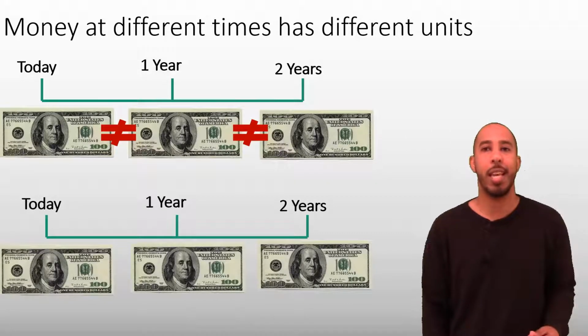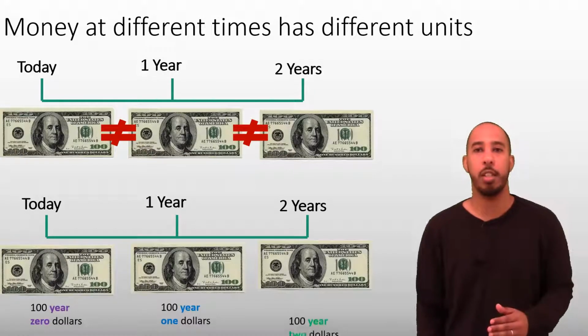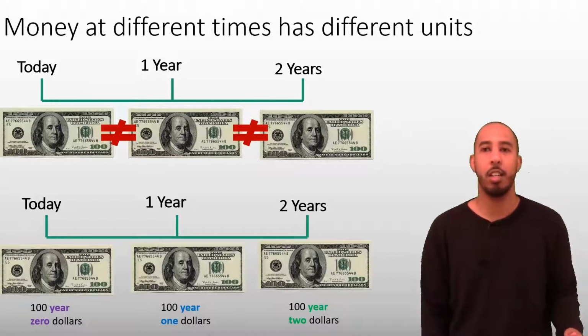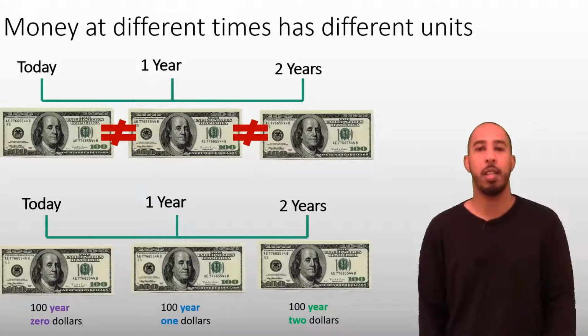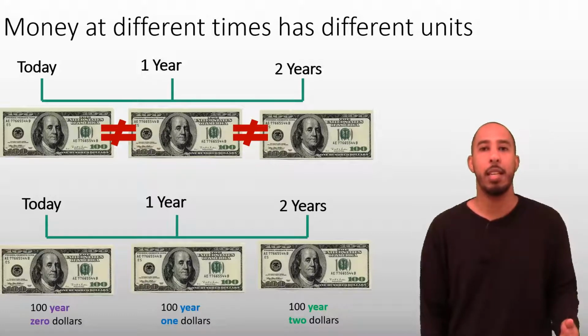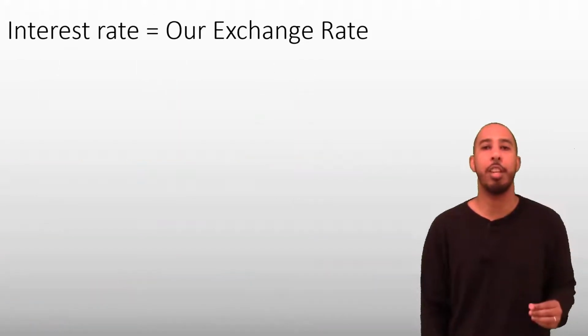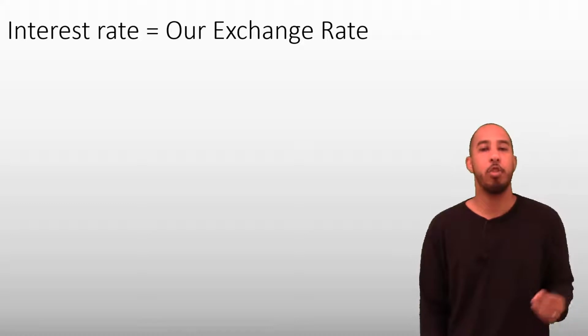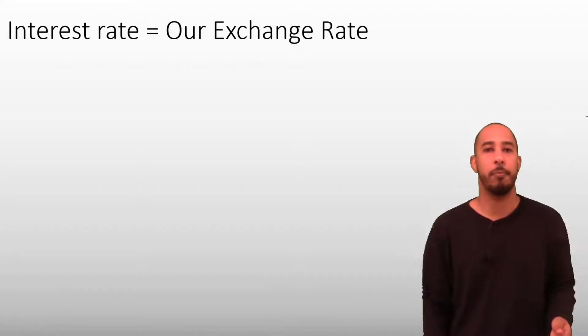This $100 today can be looked at as 100 year $0. The one received next year can be looked at as 100 year $1. And the final one is 100 year $2. Since they all have different units, how can we add them together? We need to use an exchange rate to convert them. The interest rate is going to function as our exchange rate.